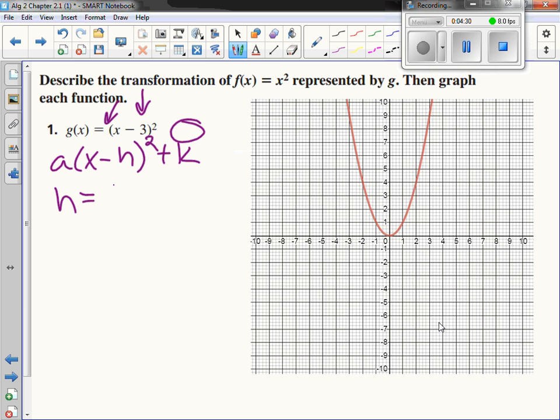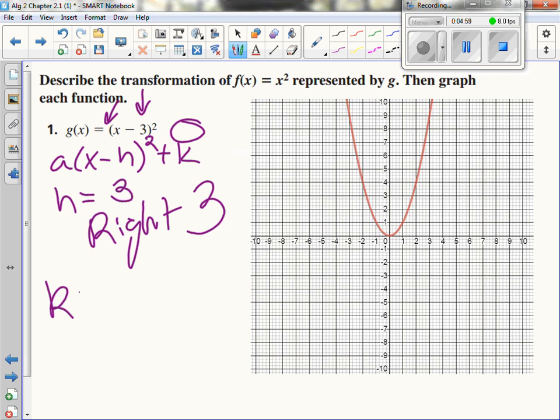So h is positive 3, because again, inside the parentheses we have x minus h. Here we have x minus 3, so the value of h is positive 3, yes? So it's moving 3 to the right. The only way it would go up or down is if we had a value of k, but k in our case is 0 because there's nothing added outside those parentheses. There's nothing being added or subtracted.